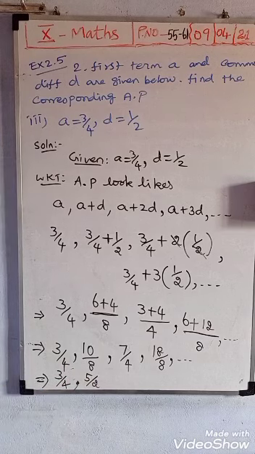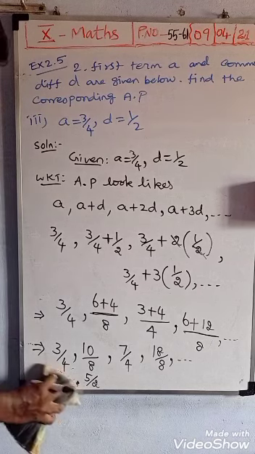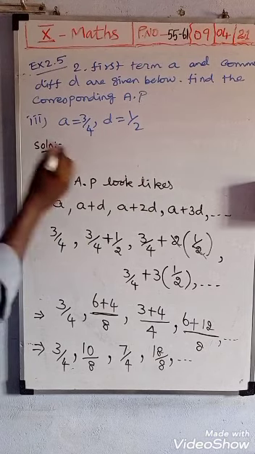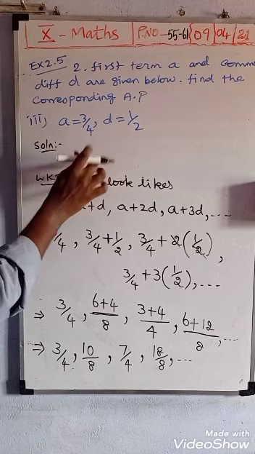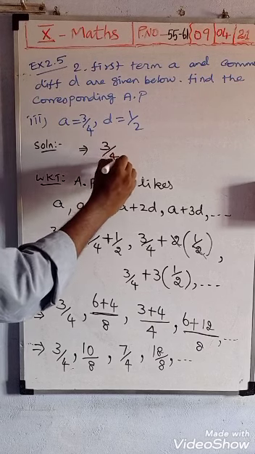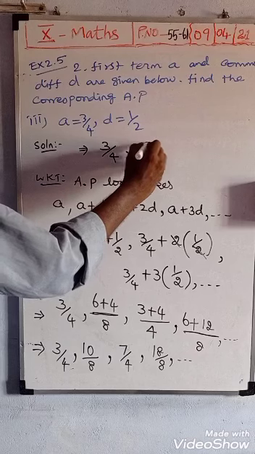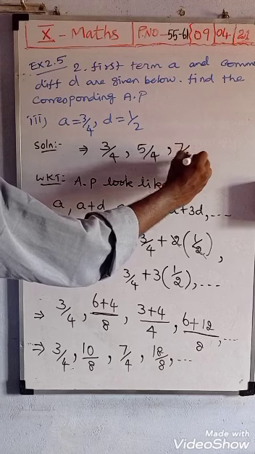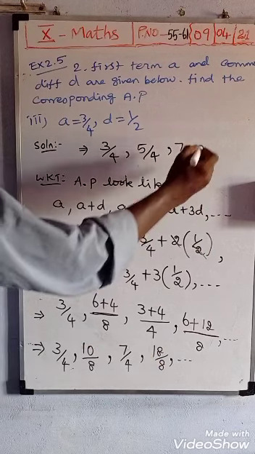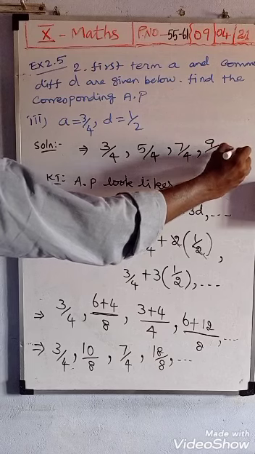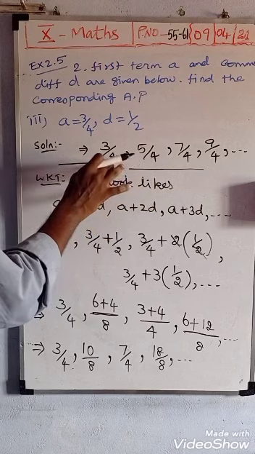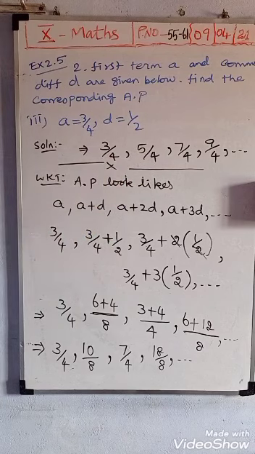Therefore the answer is 3 by 4, comma, cancel 2 table, 5 by 4: 5 twos are 10, 4 twos are 8. Next, 7 by 4 we cannot cancel. 18 by 8 you can cancel 2 table, 9 by 4, up to etc. This is called the given AP. Given A and D, using this we got the AP. This is the AP. That's all.